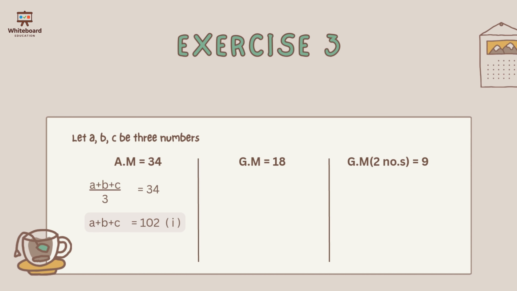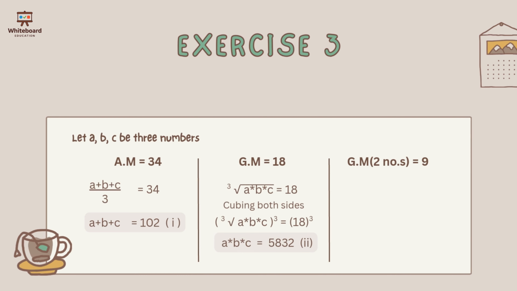The formula of M is (A plus B plus C) over 3 equals 34. Multiply the denominator of the left side with the numerator on the right side. Thus, A plus B plus C equals 102. Label it as equation 1. Now the geometric mean of three values is calculated like this. The formula of GM, cube root of ABC, is equal to 18. Cubing both sides to get rid of the cube root, we get ABC equals 5832, labeled as equation 2. And lastly, the geometric mean of two values is calculated as this. Square root of AB is equal to 9. Squaring both sides to get rid of the root, we get AB equals 81 as equation 3.